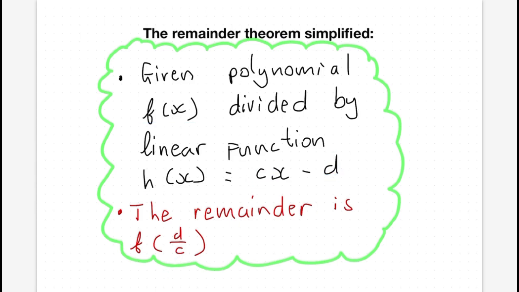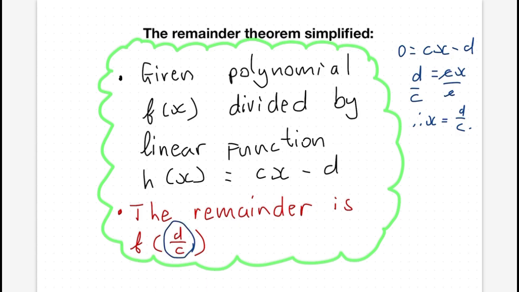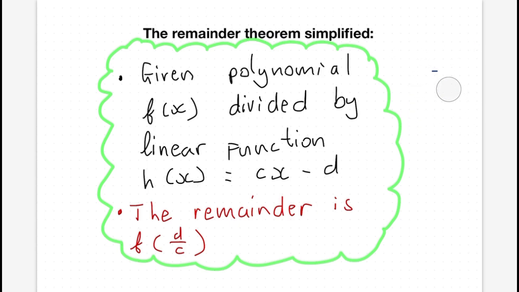Now, where does the d over c come from? Well, if we took h of x and equated it to 0 and tried to solve for x, you'd move the d to that side to get positive d is equal to cx. You'd divide both sides by c to get therefore that x is equal to d over c. So we find this d over c by just equating the linear function to 0. Now, I know this sounds like a lot of nonsense. Let's look at a couple of examples, and I promise it's going to make much more sense.